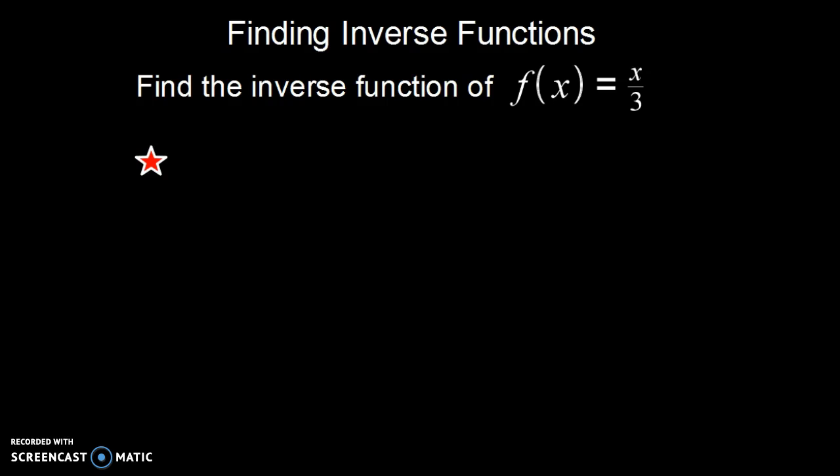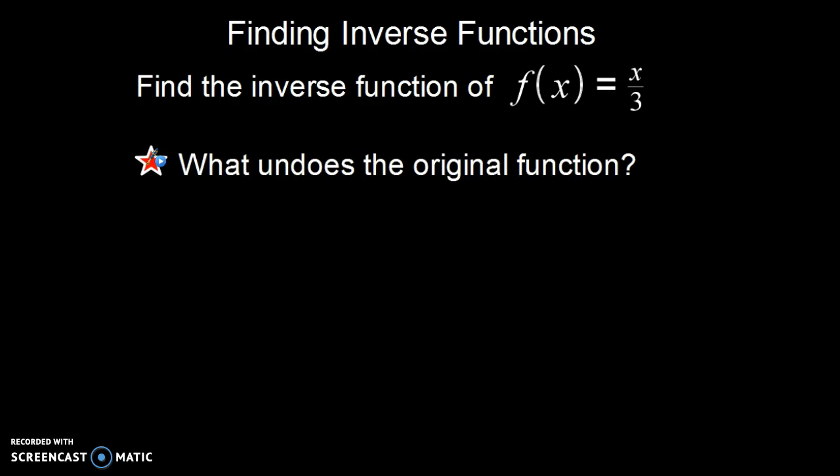So what we're going to do in this video is find the inverse of a couple different functions. Now, if you recall from the first video, the inverse of a function is just a function that brings you from the output back to the input. So another way to think about that is that the inverse function undoes the original function. So we have to ask ourselves here, what undoes the original function?